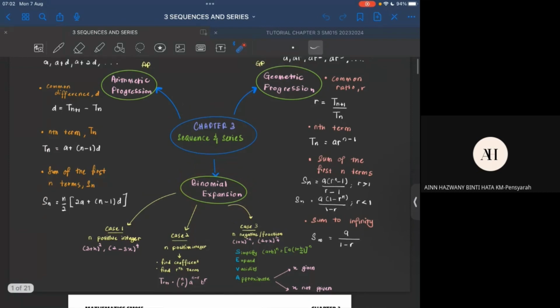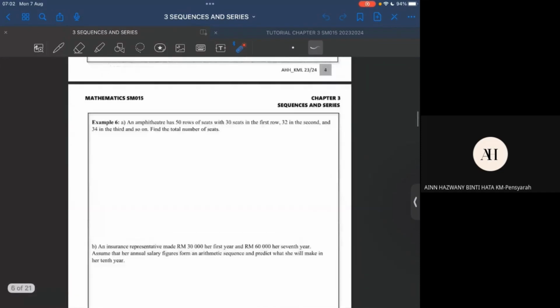Okay, so apa yang kita akan belajar pasal binomial expansion akan ada dipecahkan kepada beberapa case. Okay, so kita tengok binomial expansion.